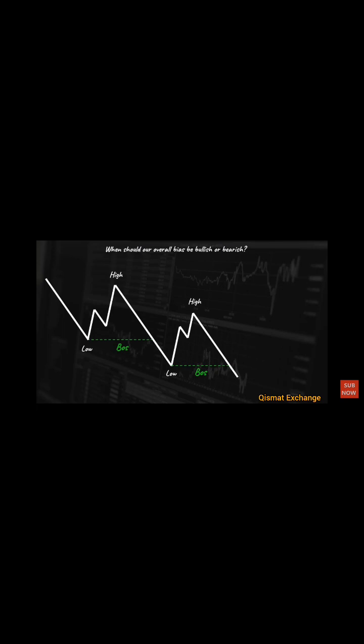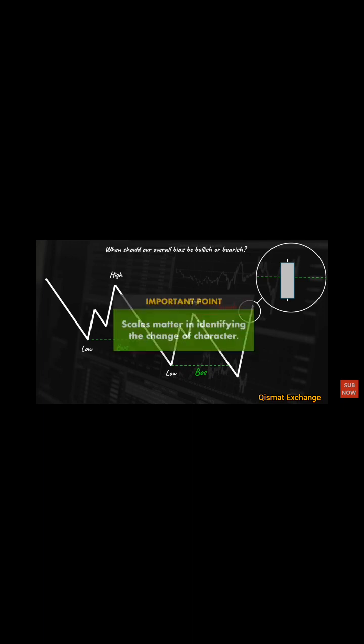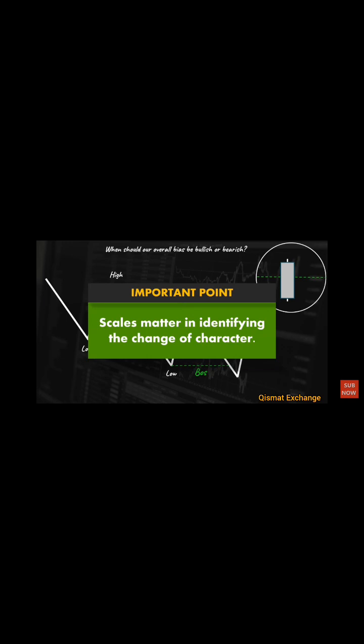As we mentioned earlier, the break of an origin creates a change of character. A breakout occurs when a candlestick closes a visible amount through a level of market structure. So, first we must locate the sources to identify the reversal points. But here is an important point. Scales matter in identifying the change of character. For instance, here, both of these levels are considered a source because they have broken above the previous market structure.